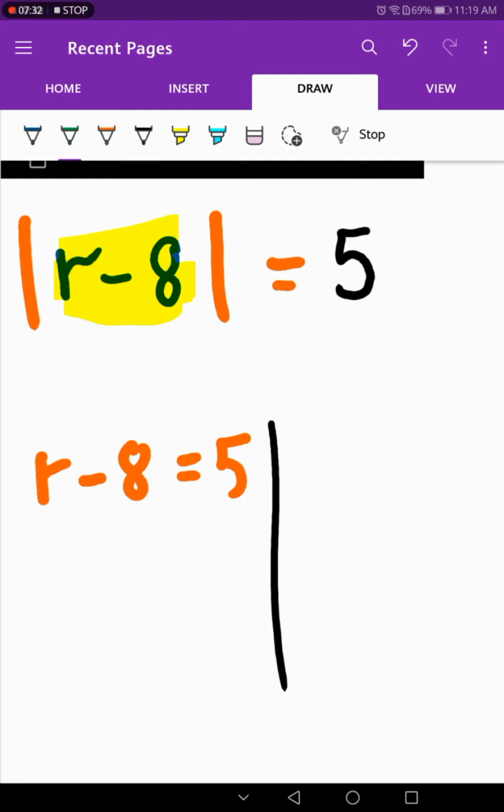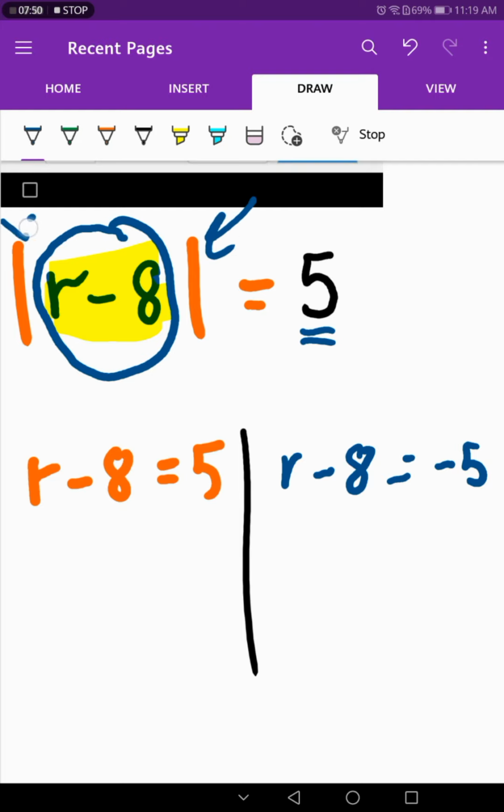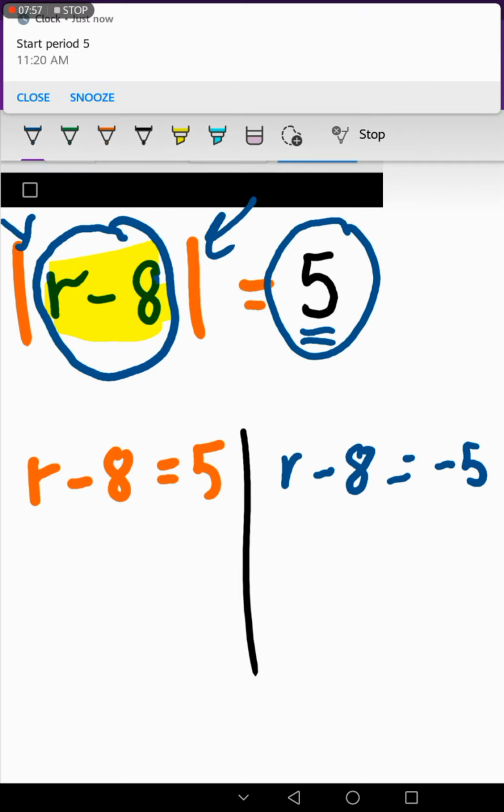Who can tell me? r minus 8 equals what? Negative 5. So in this way I release this amount from the bars. So the way to break the prison is to take this value and the negative value.